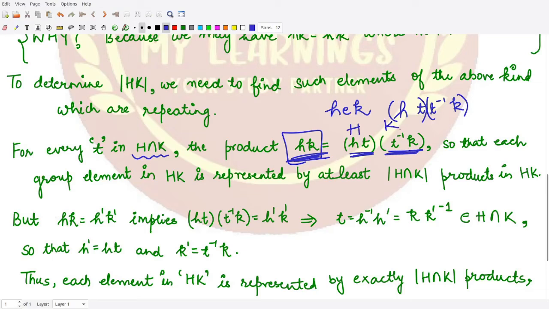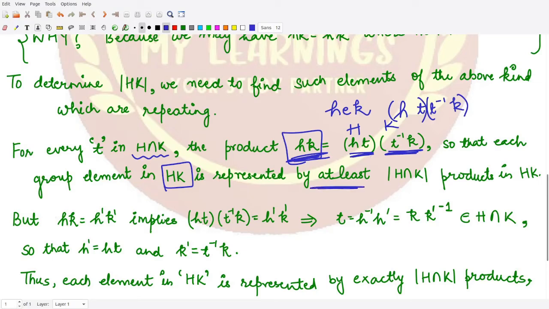The second element is taken from capital K. So that now we are able to represent this HK using T. What is T? T is some member which is present in the intersection H intersection K, right? So such kind of elements, how many of them are there in total?